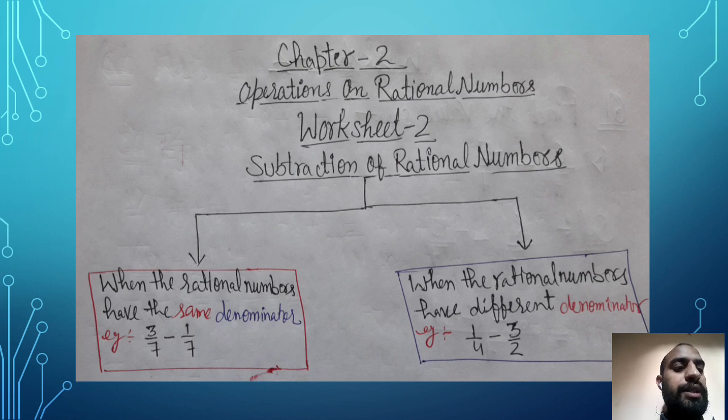You can see in both cases I have given an example. In case of same denominator, I have written 3 upon 7 minus 1 upon 7. And in the second case you can see I have written 1 upon 4 minus 3 upon 2. So you can easily understand now. In the first case, both denominators are the same, they are 7, and in the second case one denominator is 4 and the second one is 2. Now let's see what are the properties of subtraction.